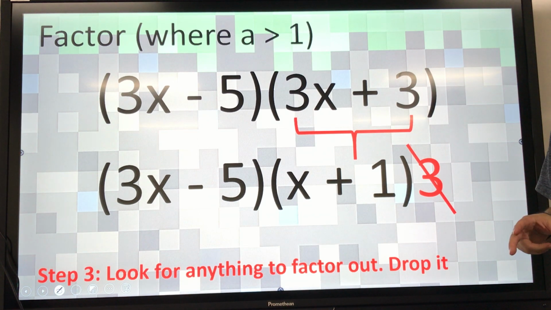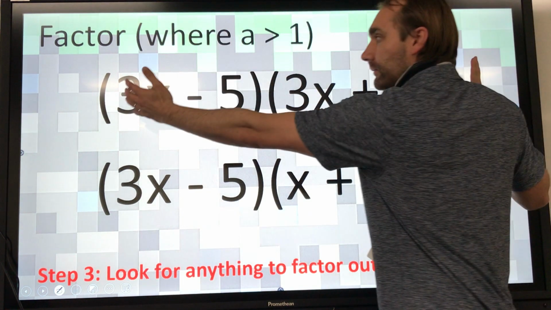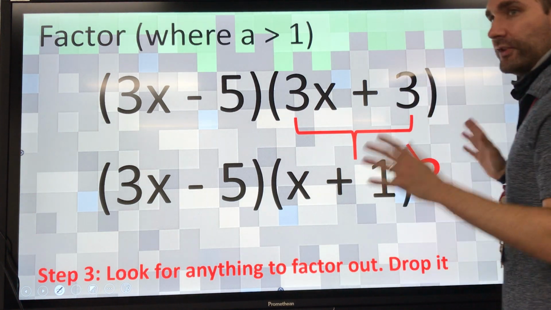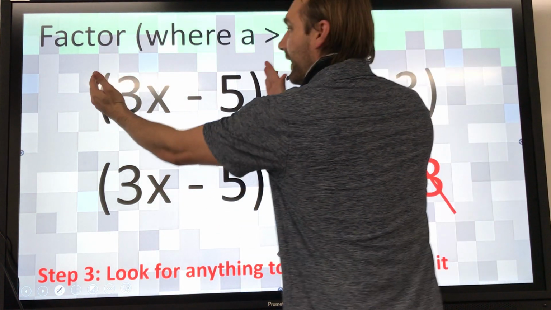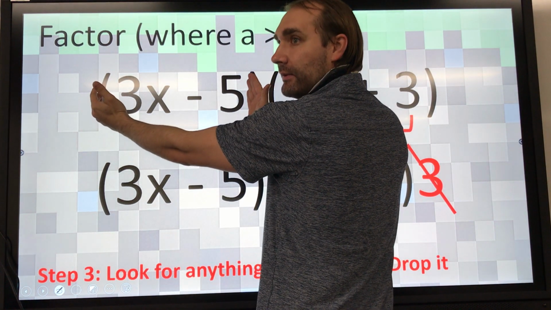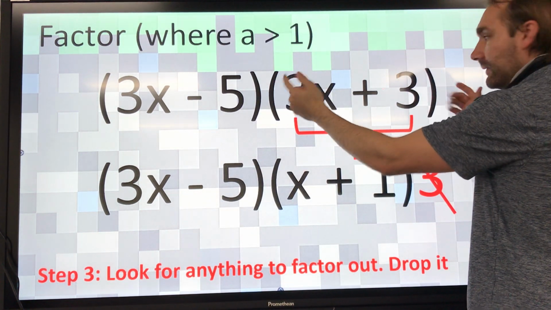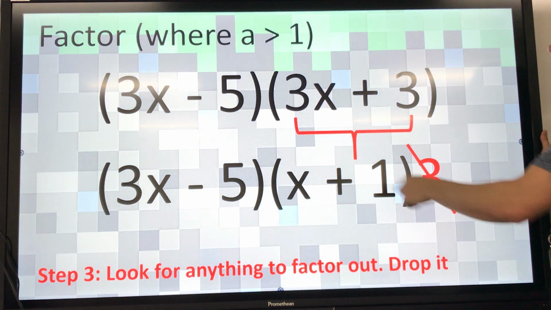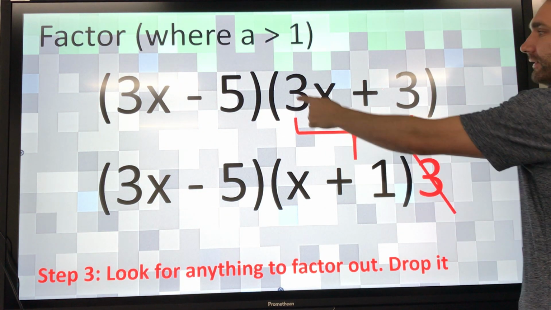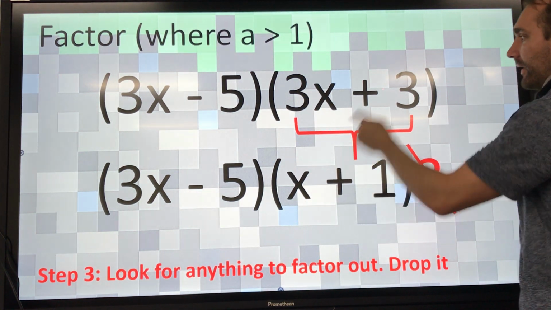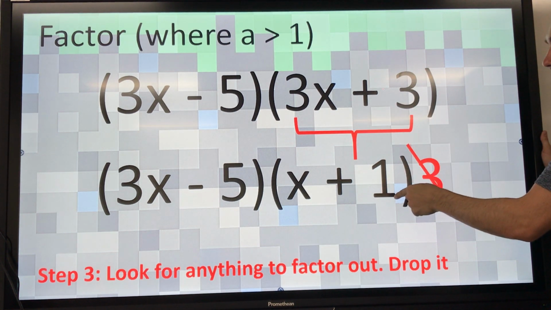Now we have one more step. Yesterday we were done, right? Once I plugged in, I'm done. One more step, go back and look. Is there anything to factor out? Does 3x and minus 5 have anything in common? No. Next one. Does 3x and 3 have anything in common? It has a 3, right? So I'm going to take out that 3, factor it out. 3 away from 3x is x. 3 divided by 3 is a 1.